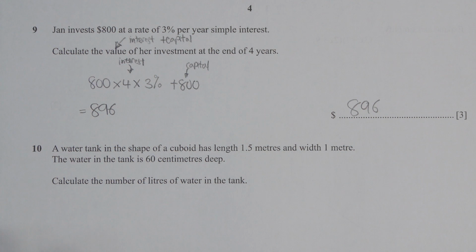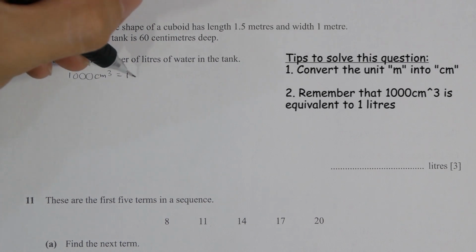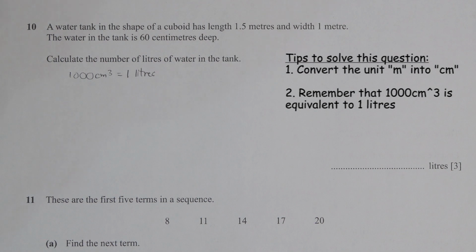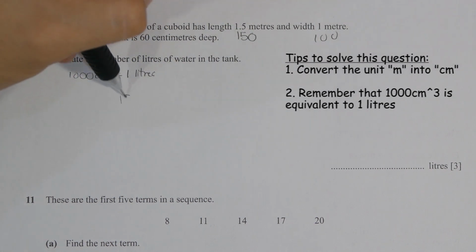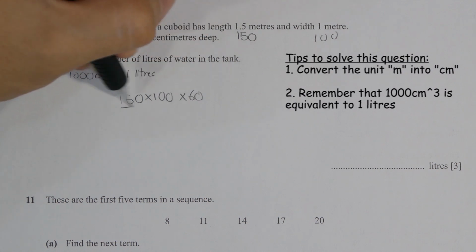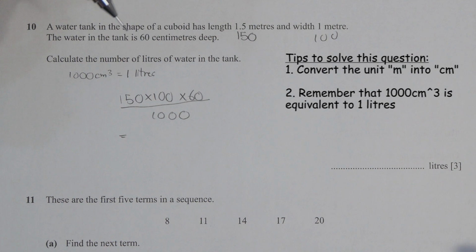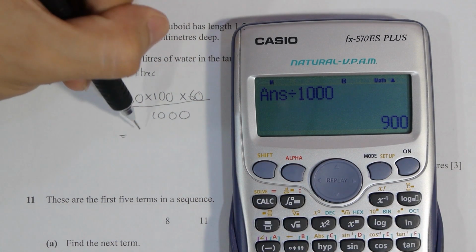Question 10. The key thing you need to know is that 1000 cm cubed is actually equivalent to 1 liter. So you're required to change the 1.5 meters and 1 meter into cm first. Multiply all the values together. 150 multiplied by 100, multiplied by 60, divided by 1000, then you will arrive at 900 liters.